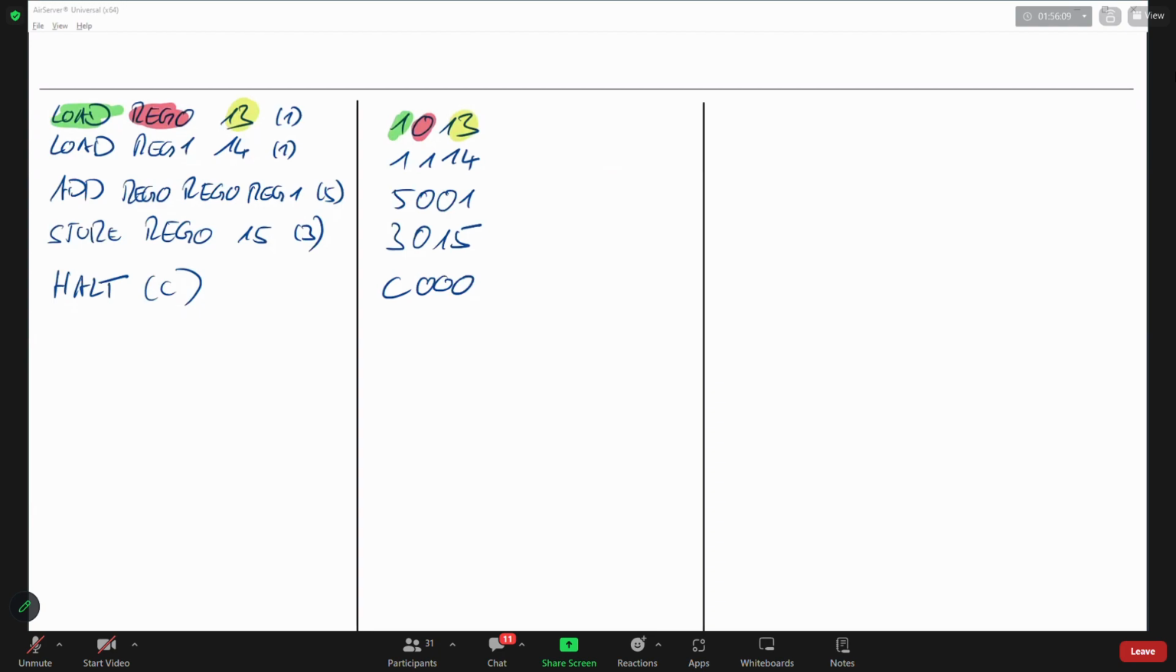Okay, can you repeat? Of course. So we noted here the command in textual form. Then we noted the commands not in text, but as number instructions.